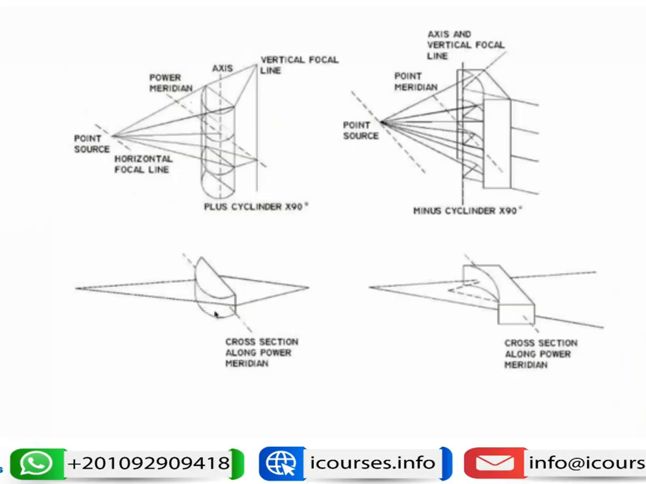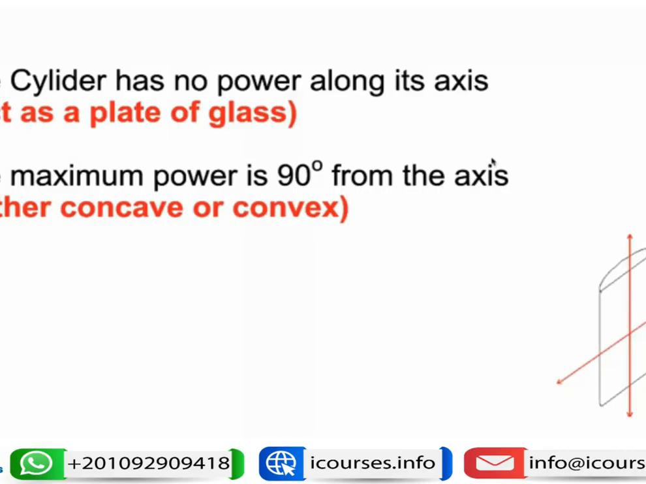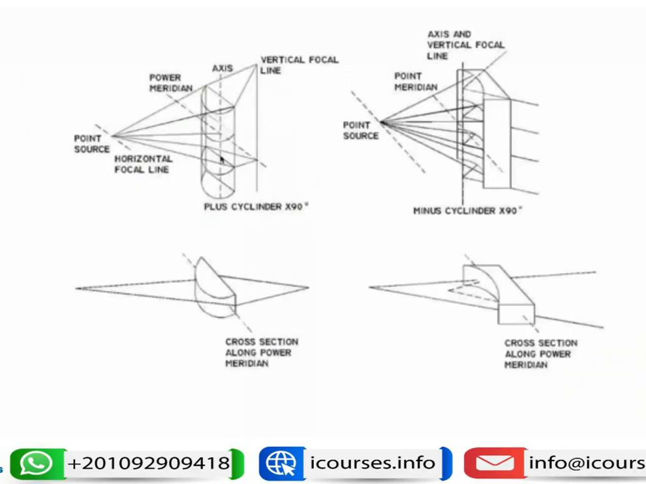The horizontal meridian here is convex, so it makes a real focus behind the lens. While in the case of a concave cylinder, the concave cylinder causes divergence of light rays so that their extension will come to a focus in front of the lens, and this only occurs at one meridian, which is the horizontal meridian. However, the axis, which is the vertical meridian, acts as a parallel plate of glass. So the maximum power is always 90 degrees from the axis. So here is the axis, and here is the, let's make the pointer.